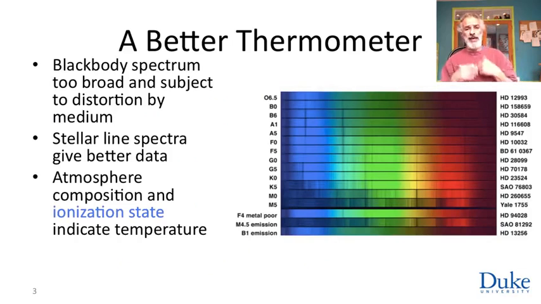And it turns out that we have a better thermometer. It's also less subject to distortion. For example, if there is a cloud of gas or dust between us and the star, we know that will preferentially scatter blue light. A star viewed through dust or gas will appear redder than it is, and that might mislead us into thinking it is cooler than it is in fact.